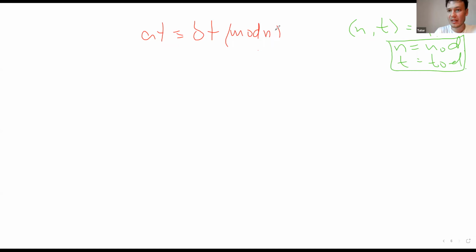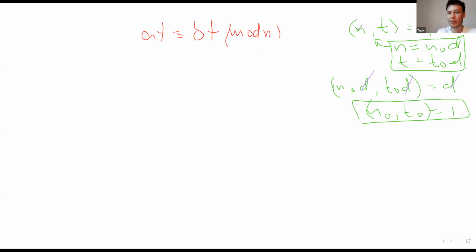So if I take these things and plug them in here, what would I get? I would get n0 d and t0 d, which gives me the common factor d. So I can just remove the d from everywhere, from here, here, here. And then basically I would end up with n0 and t0 relatively prime. So basically I can start with a bad pair, and in the end I'm going to be left with a good pair. So I can take any bad pair and convert it into a good pair.